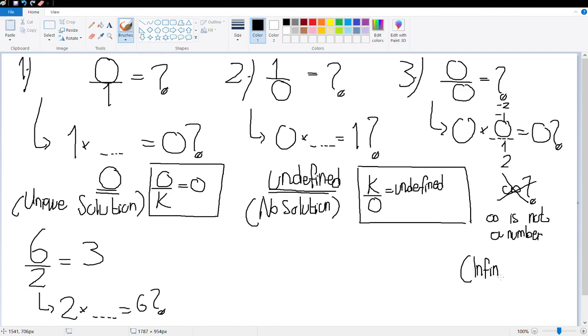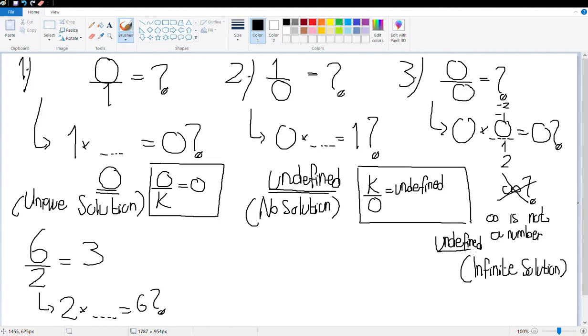Because you have so many possible values, it means you have infinite solutions. But does it mean the answer is infinite? No, it's not. So what do we call it? Some people still call it undefined. And that's also not wrong, because 0 divided by 0 is technically undefined, like we learned just now, right? Anything divided by 0, you call it undefined.